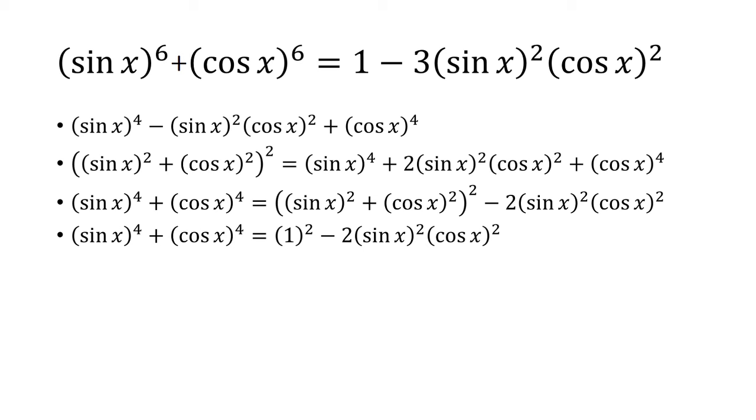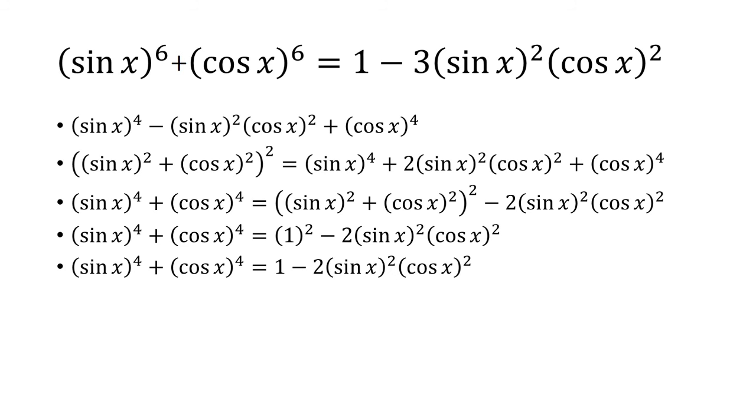So sine to the 4th plus cosine to the 4th, well, sine squared plus cosine squared is 1, so that's 1 squared minus 2 sine squared times cosine squared, which simplifies to 1 minus 2 sine squared times cosine squared. And now we can take that and replace it with the equation up here. You have sine to the 4th plus cosine to the 4th. That's going to be replaced with 1 minus 2 sine squared times cosine squared.